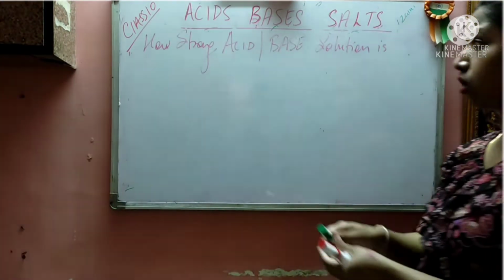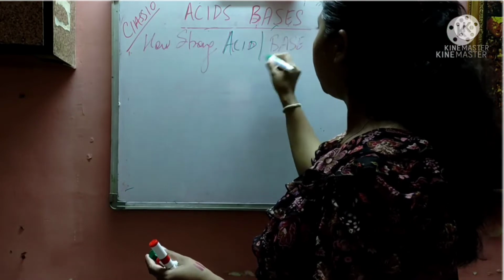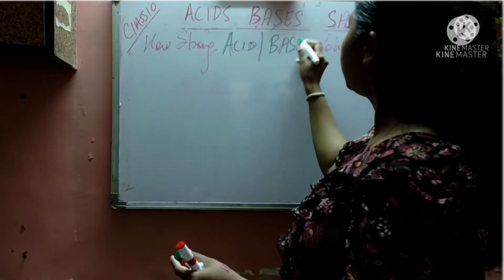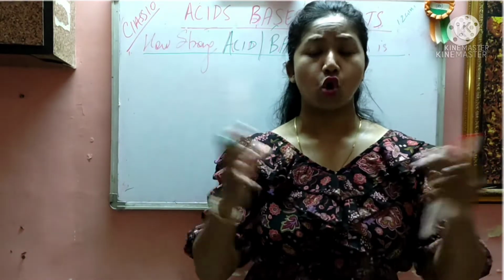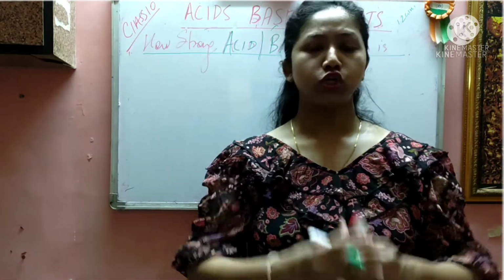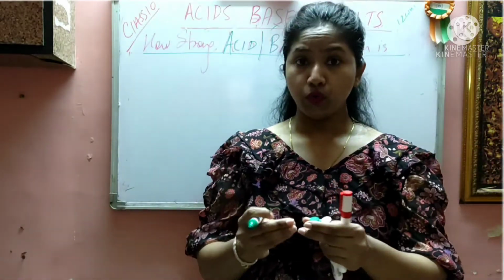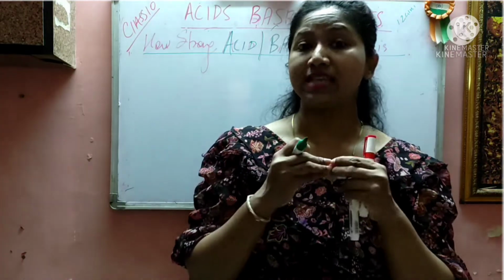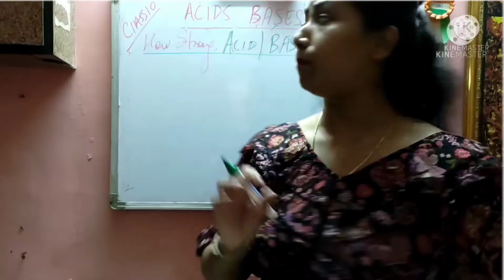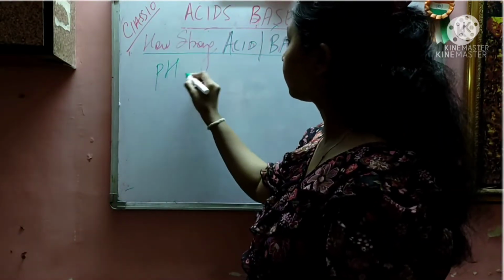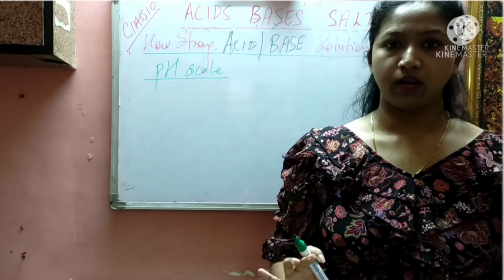How strong the acid or base solution is. How will you get to know whether a particular solution is a strong acid or a particular solution is a strong base? So basically you get to know that a particular solution is highly acidic or highly basic with the help of a pH scale.